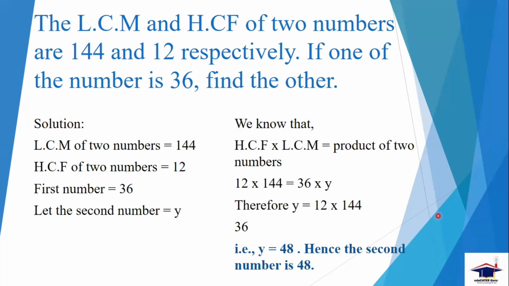We know the formula HCF into LCM is equal to m into n. So HCF is 12, into 144, is equal to the product of the two numbers. One number we know is 36, so 36 into y. Therefore, y is equal to 12 into 144 divided by 36. Therefore, y becomes 48. This is how you find the missing number. If they have given only one number along with the LCM and HCF, you'll be able to find the second number by using this formula. So the second number is 48.